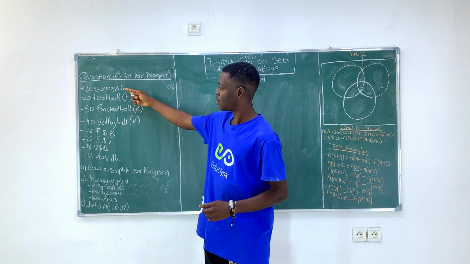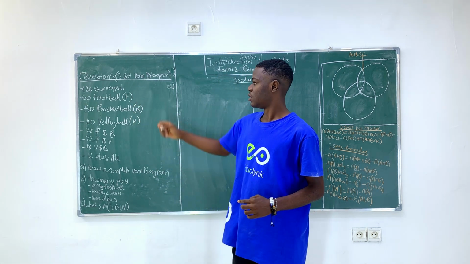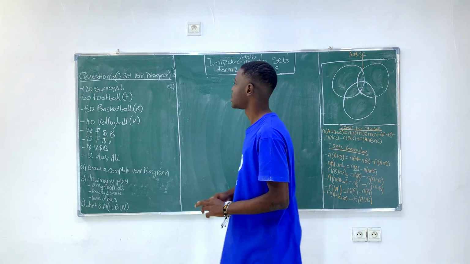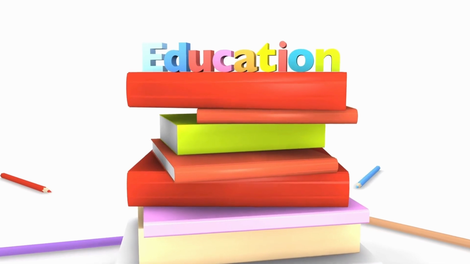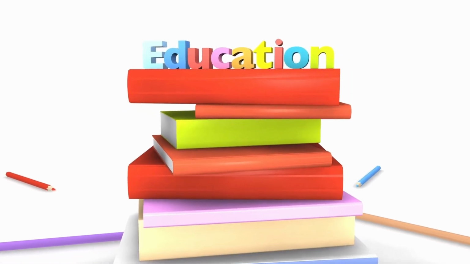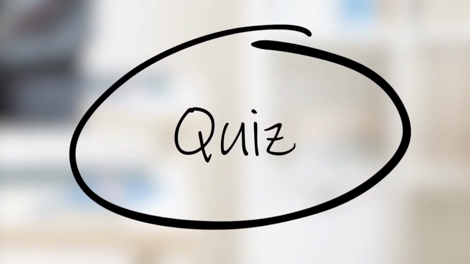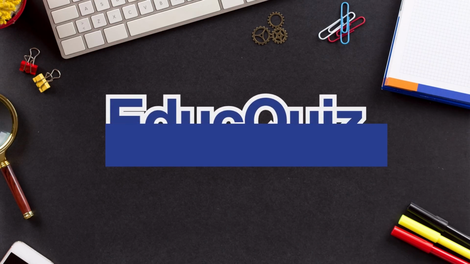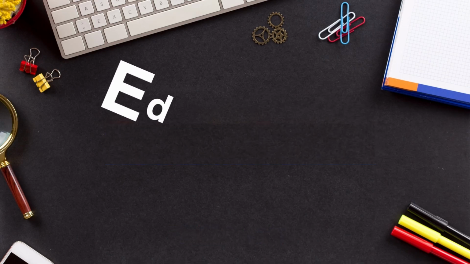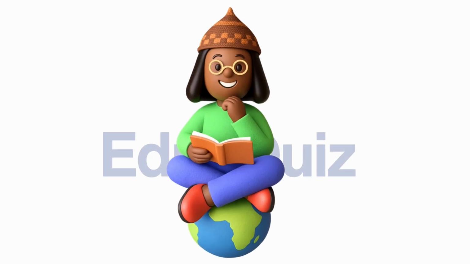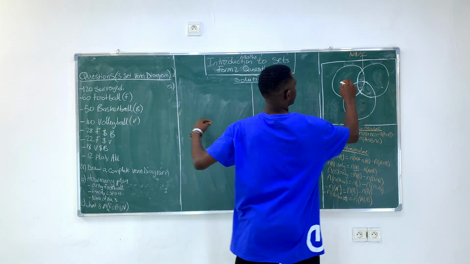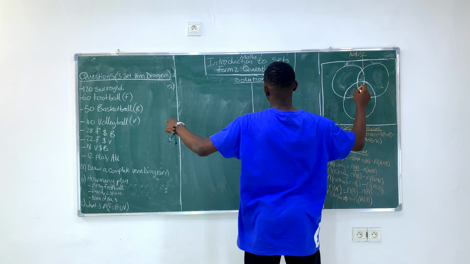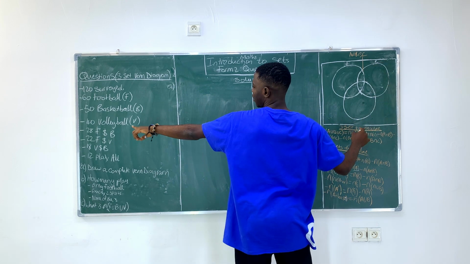So this is a three-set problem, because it has three sets. So we should draw a complete Venn diagram. We are going to represent it here, as it is already drawn. So we have football, we have basketball, and we have volleyball.